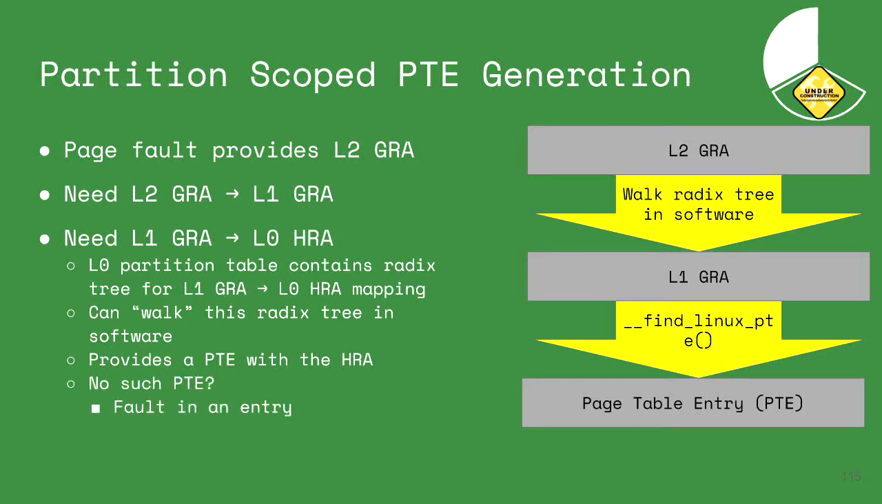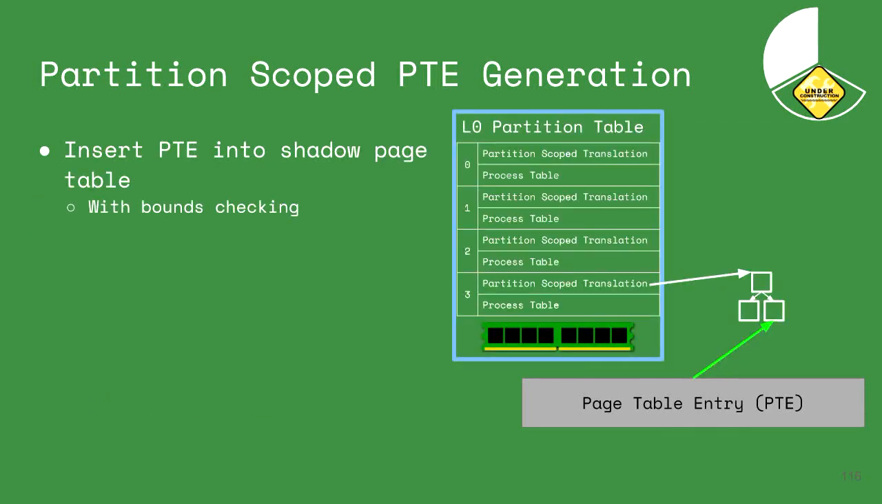Of course, again, there might not be a PTE at the bottom of our radix tree, but we're the hypervisor. We know how to set up those entries for level 1, and so we can go and do that, and then do the translation and also insert the nested PTE. So there we go. We take our PTE, and again we insert it into what we've called the shadow page table, and again with bounds checking, of course.